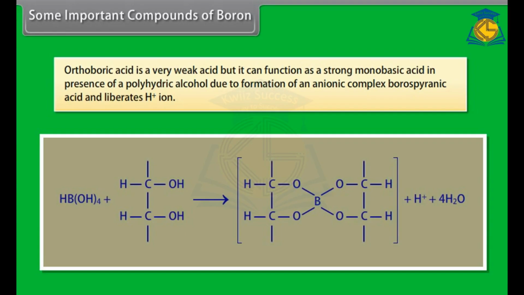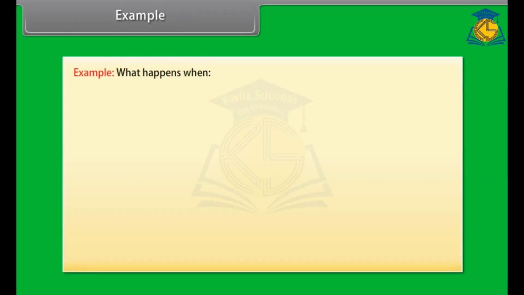Orthoboric acid is a very weak acid, but it can function as a strong monobasic acid in the presence of a polyhydric alcohol, due to formation of an anionic complex, borospiranic acid, and liberates H+ ions. Let's take an example.